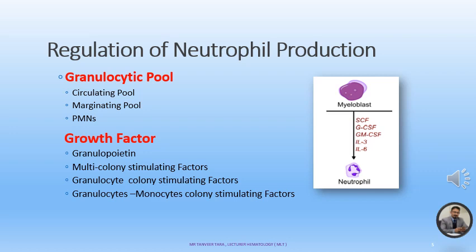So the growth factors which have an important role in the regulation of neutrophil production are multi-CSF, interleukin 3, interleukin 6, GM-CSF and granulocyte colony stimulating factor. Whenever these growth factors act on the myeloblast and promote its activity, we finally have a mature cell, and that cell is called the neutrophil.